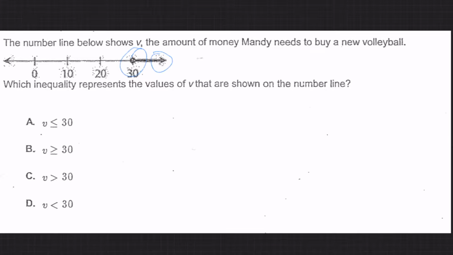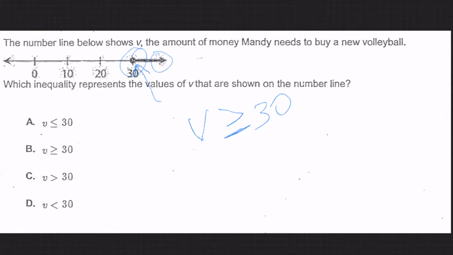But if you look at the actual little dot here, it's filled in. When the little dot on the number, which is 30, is filled in, that means not only is it greater than or less than, depending on the direction of the arrow, but it also includes that number. It's equal to also. So what we're saying here is V, the amount of money Mandy needs to buy that volleyball, is greater than or equal to $30. So she needs at least $30, which includes the number 30 or more, to buy this volleyball.